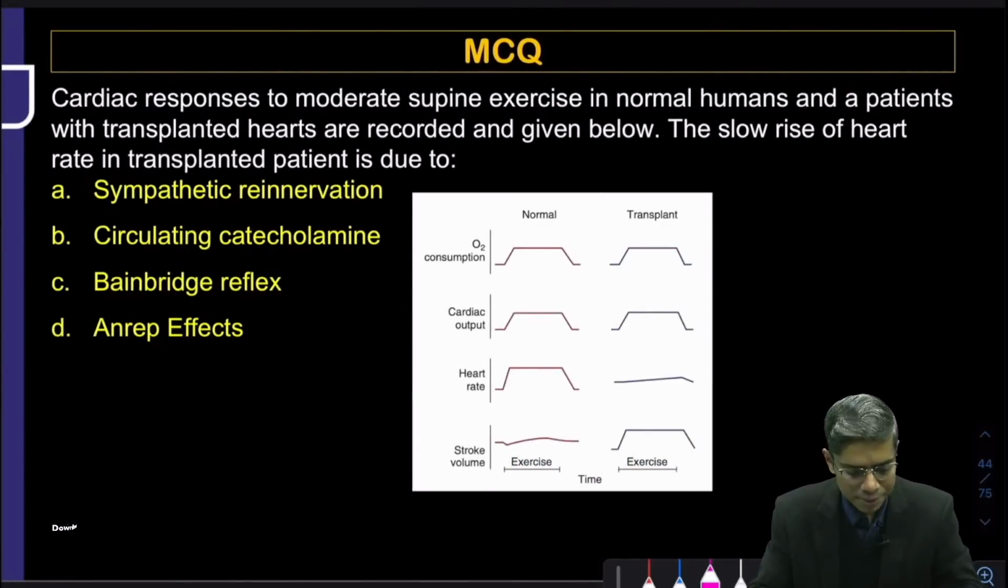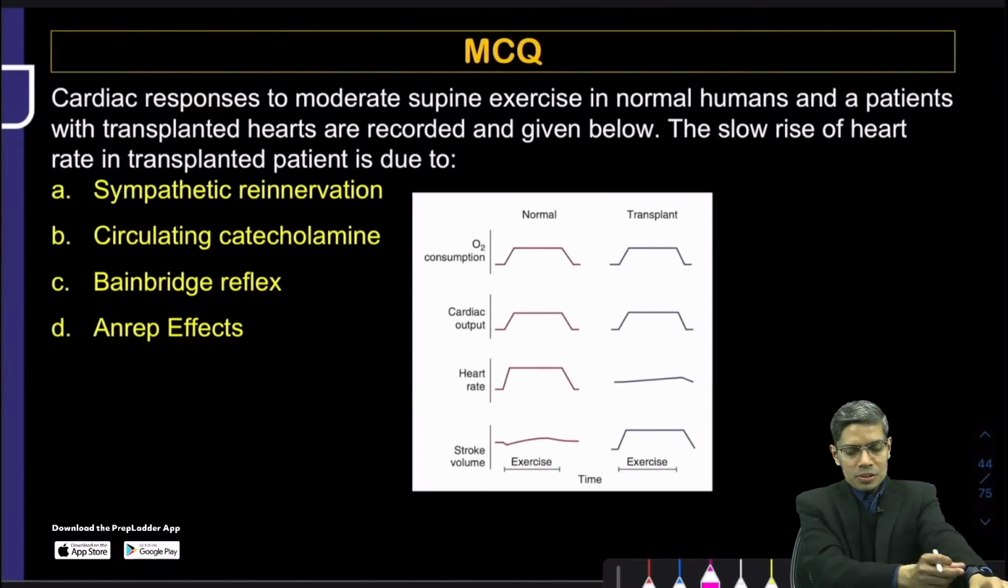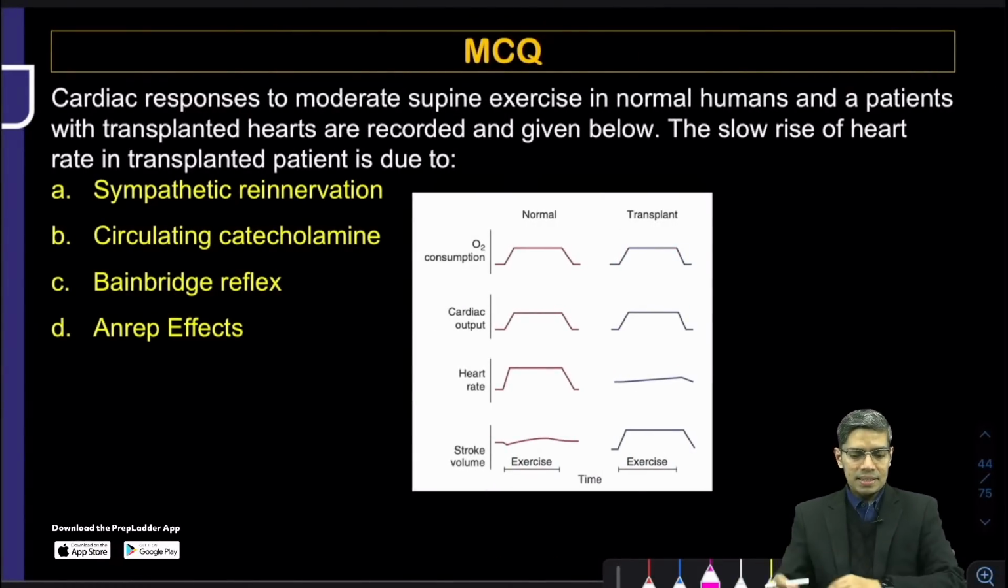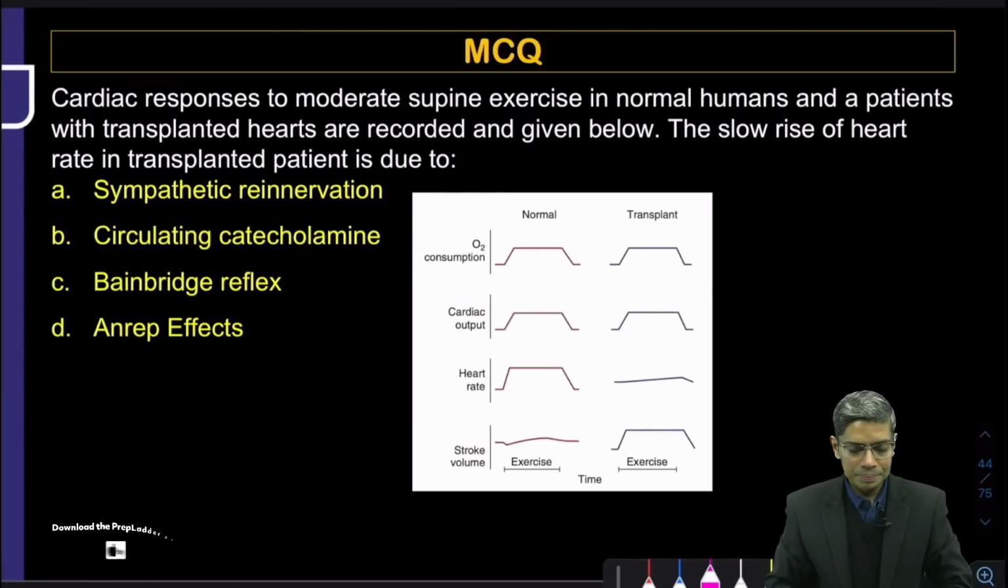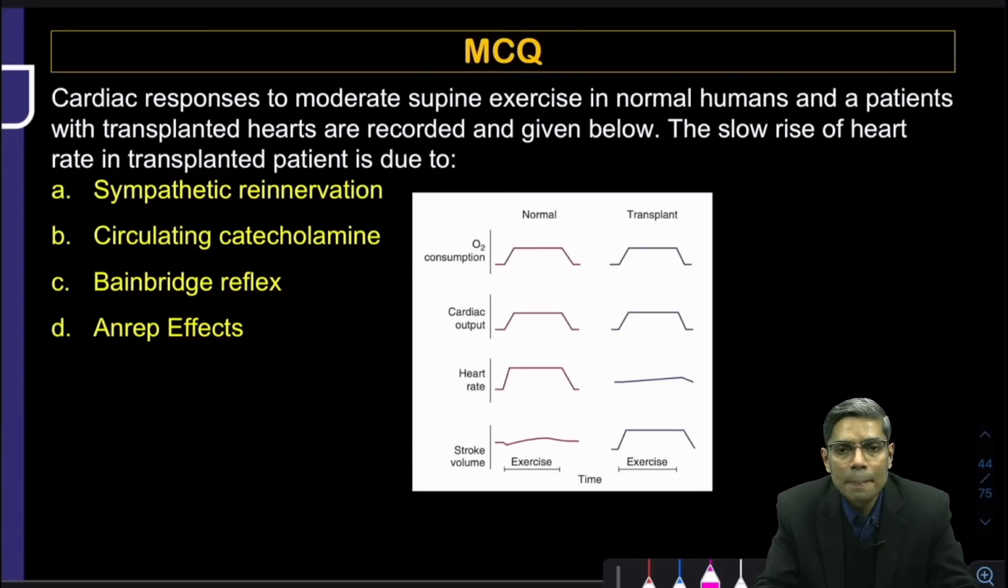Chalo, now next, cardiac response to moderate supine exercise in a normal human and a patient with a transplanted heart are recorded.